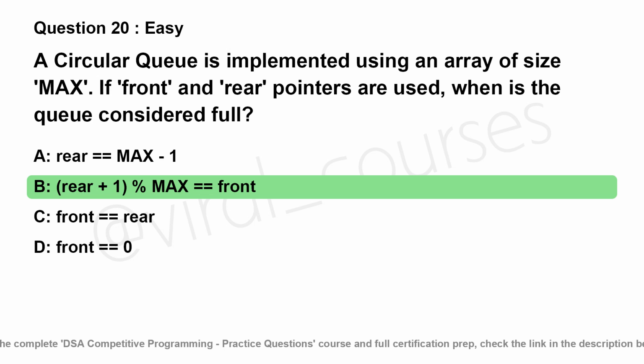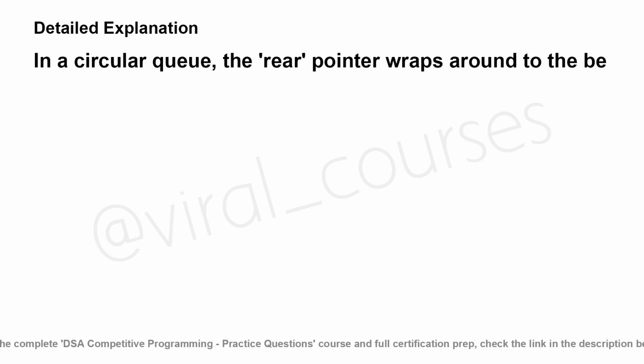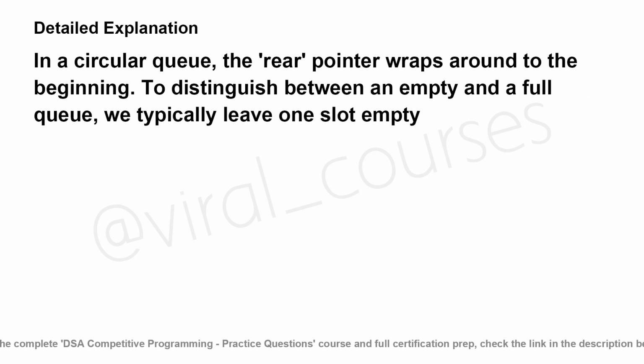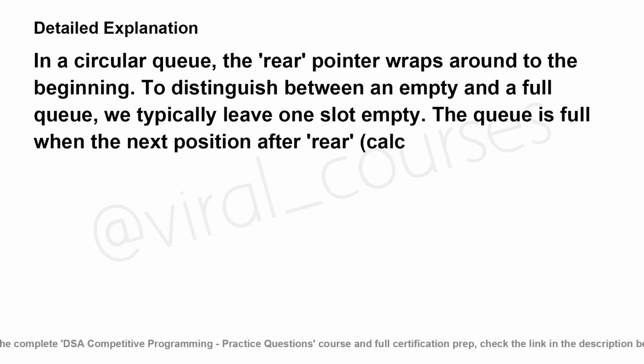The correct answer is B. In a circular queue, the rear pointer wraps around to the beginning. To distinguish between an empty and a full queue, we typically leave one slot empty. The queue is full when the next position after rear, calculated using modulo, is front.